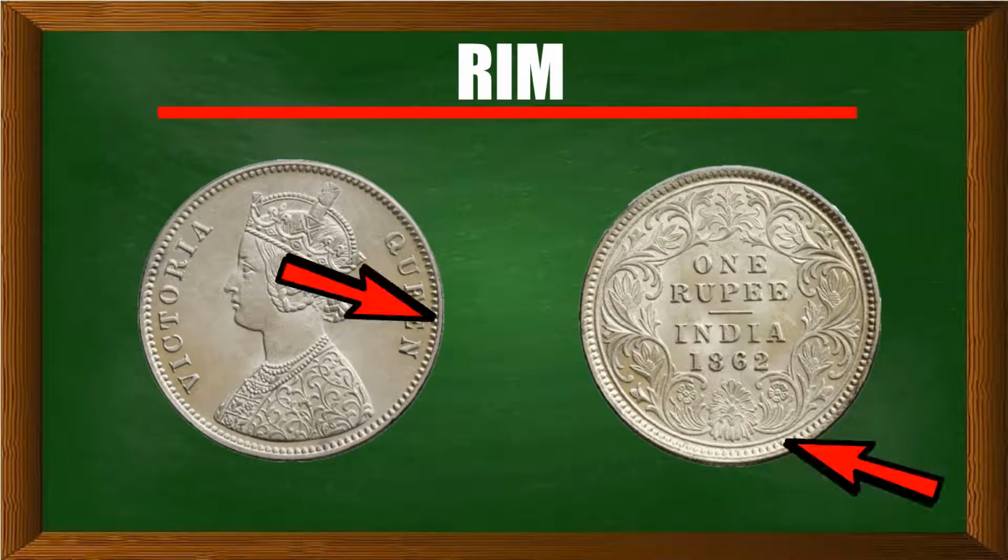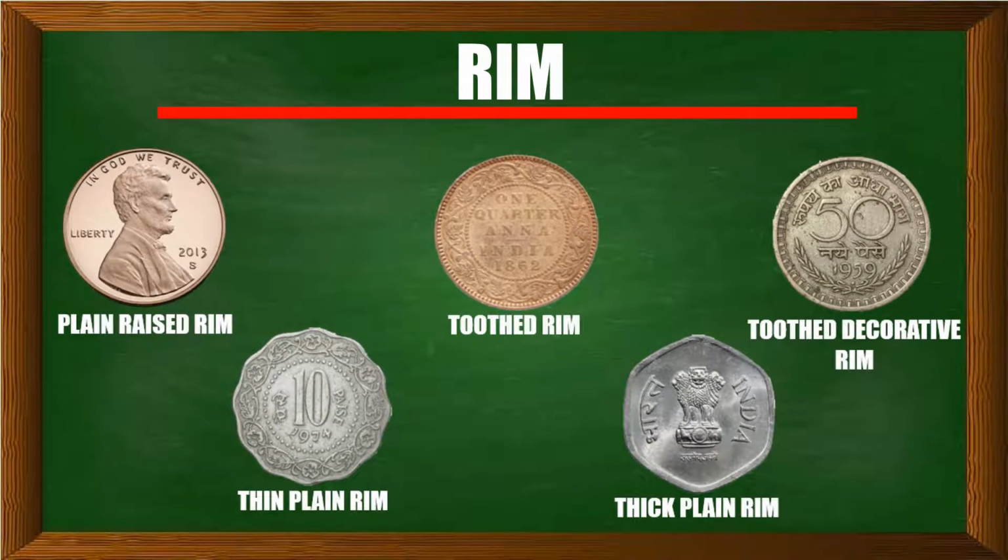Rim. The rim is the upraised part of the coin that runs all the way around the edge of the coin on both sides. Rim is upraised before the coins are minted. Rim protects the coins from wear and tear to a certain extent. It also makes the stacking of coins easier. Coins are minted with various types of rims, such as plain raised rim, toothed rim, toothed decorative rim, thin plain rim, thick plain rim.